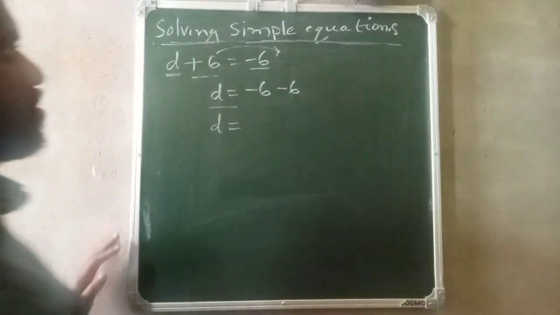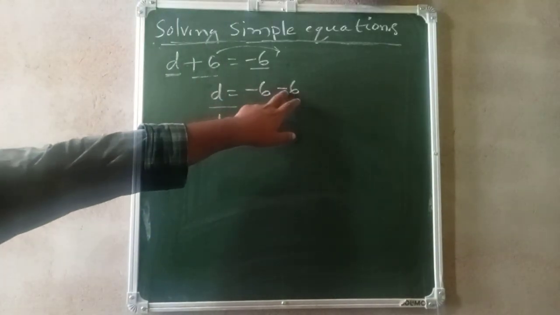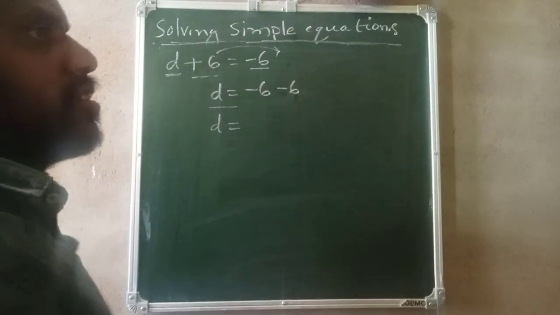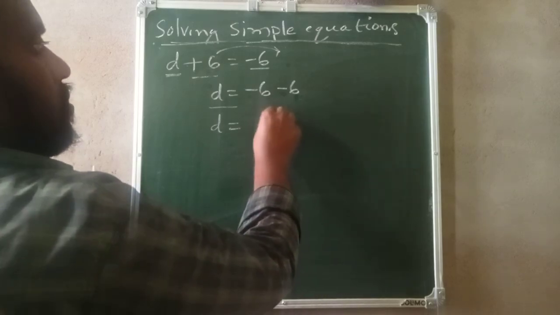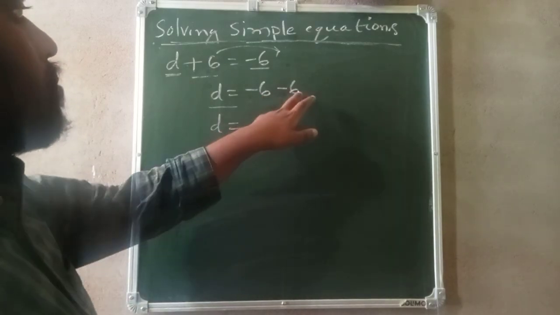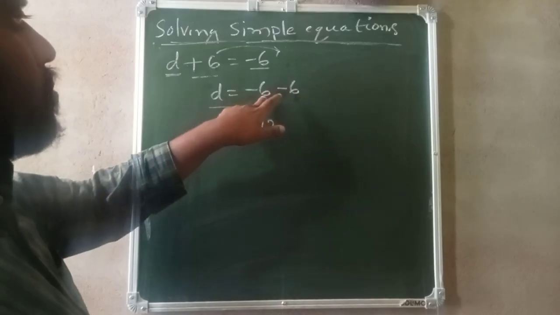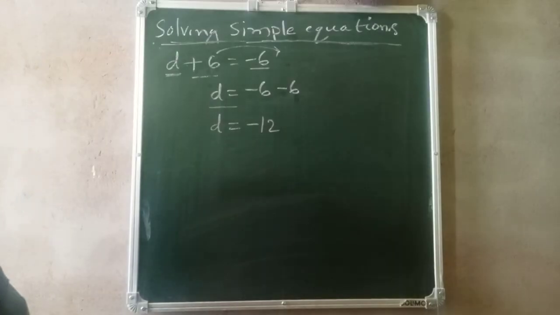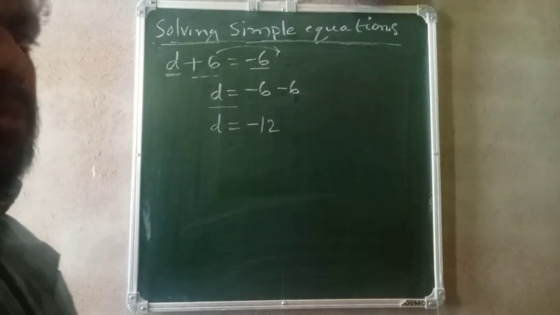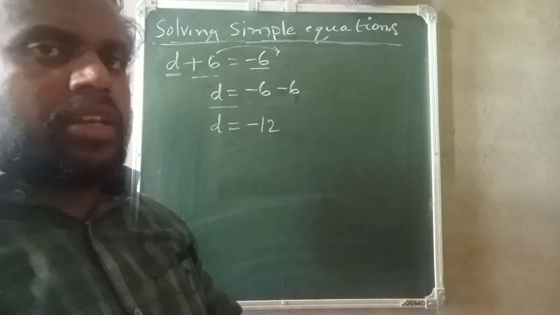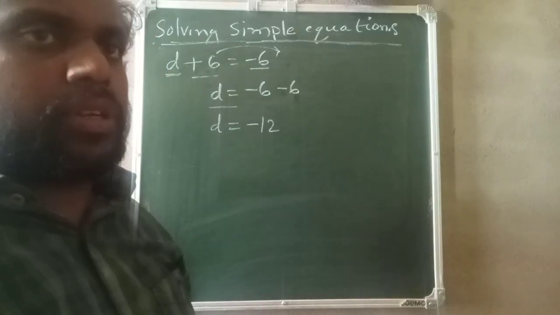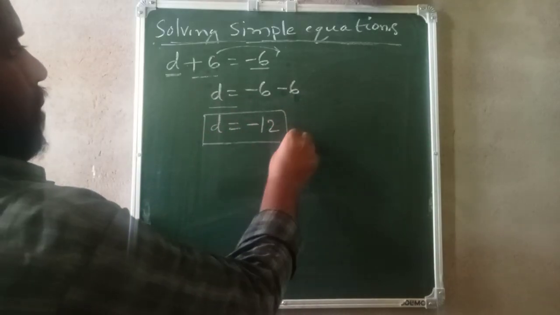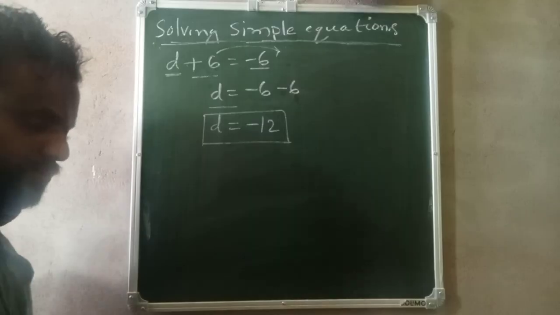Now minus 6, here also minus, both are minus signs. So that means we have to add 6 and 6. So when you add 6 and 6, you will get 12. Since both the numbers are same, the sign in front of the numbers is minus, so write that minus. So we got d is equal to minus 12. This is the answer.